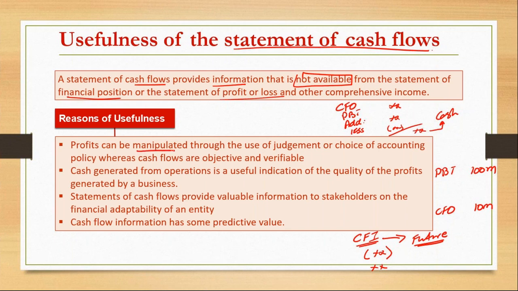Profits can be manipulated through the use of judgment and choice of accounting policies, whereas cash flows are objective and verifiable. We can cross-check them from the bank statements. Similarly, cash generated from operations is a useful indication of the quality of the profits generated by the business.